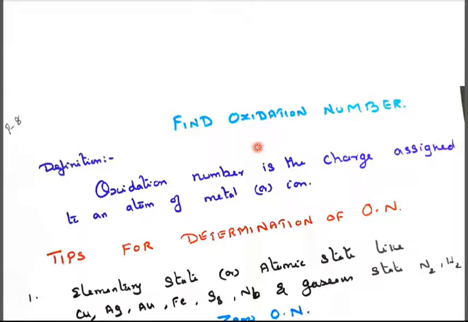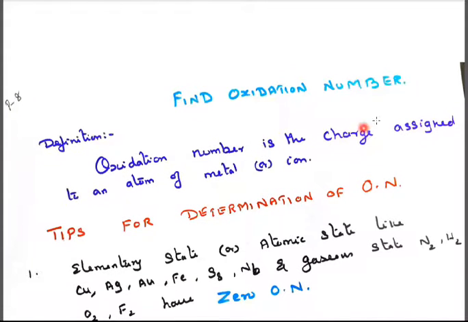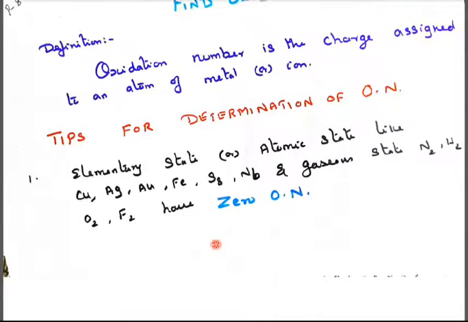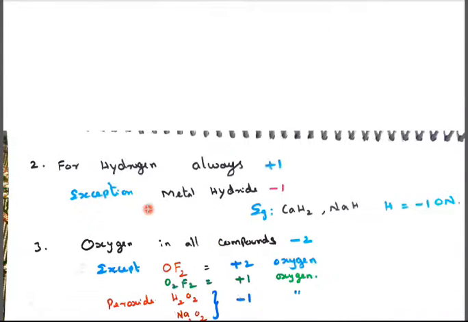Come to the next topic, find oxidation number. Oxidation number is the charge assigned to the atom or the metal or ion. Tips for the determination of oxidation number: elementary state or atomic state, like copper, silver, gold, iron, sulfur, S8 and niobium, or any gaseous states, nitrogen, hydrogen, oxygen, fluorine, have zero oxidation state. If it is the atomic state, they are called the elementary state, meaning there is no oxidation number at all. Next rule is for hydrogen, always +1 only.